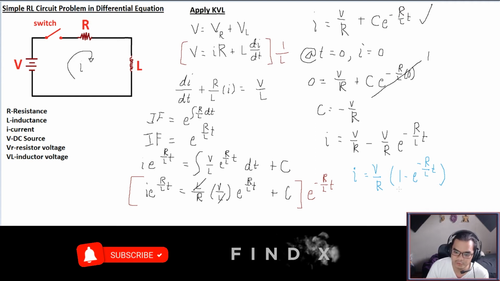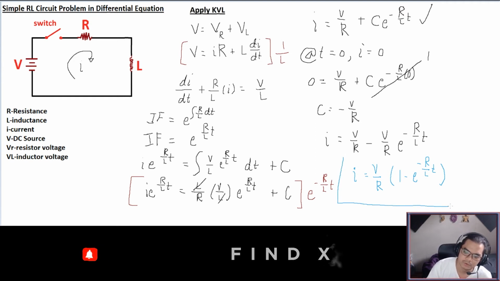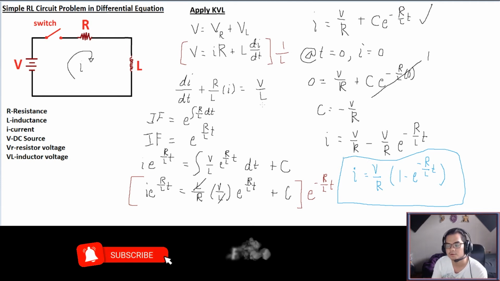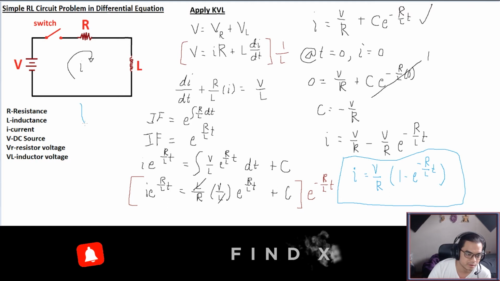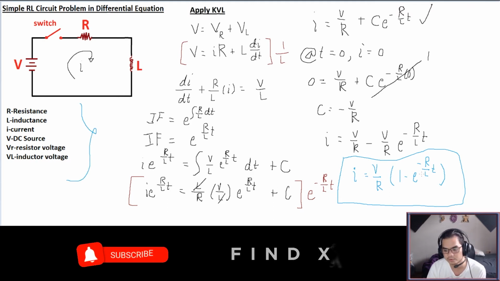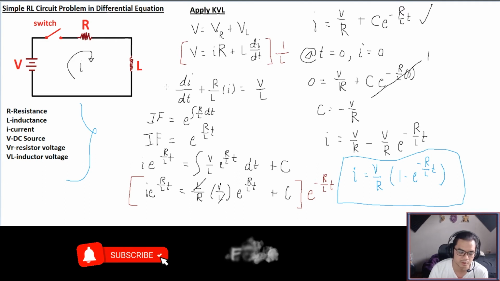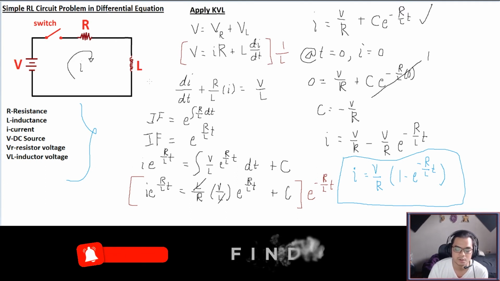Okay. So this will be the formula for the simple RL circuit. I will be your current, so you already have here the symbols that we'll be using for this formula. As long as you know the formula, most of the problem will just be direct substitution. So with that, let's try some sample problems.